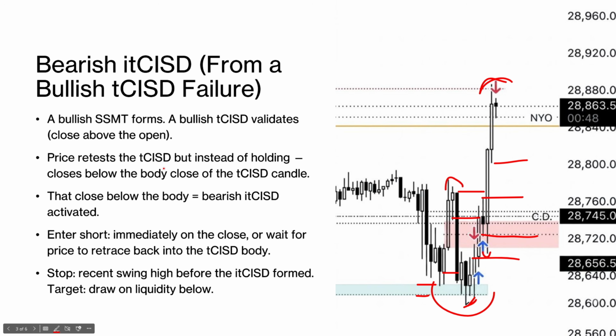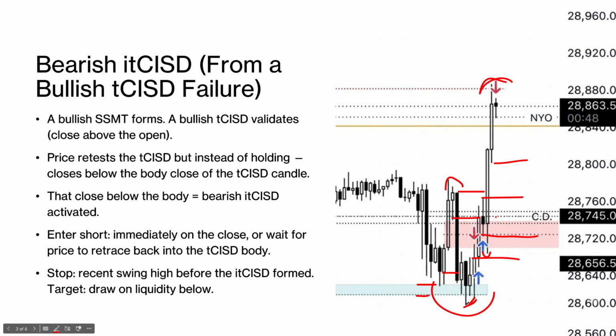So price retests the true change instead of delivery, but instead of holding, it closes below the body close of the change instead of the delivery candle. Sometimes, as you can see, this is telling. Sometimes the market will tend to revisit, sometimes not. But the most important thing is that we have to close with a body, not just a wick. All right, that close below the body equals a bearish inversion change instead of delivery activator.